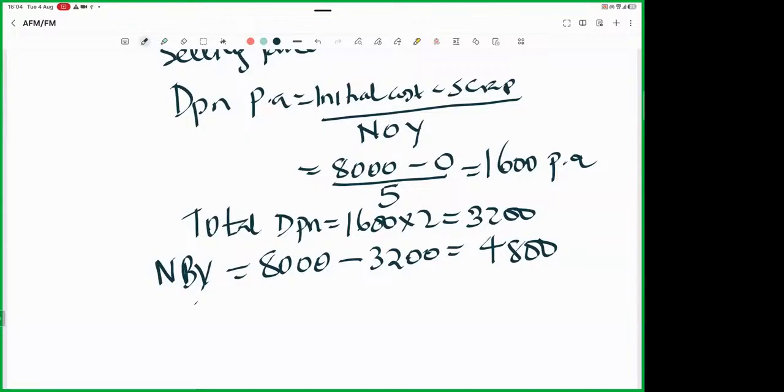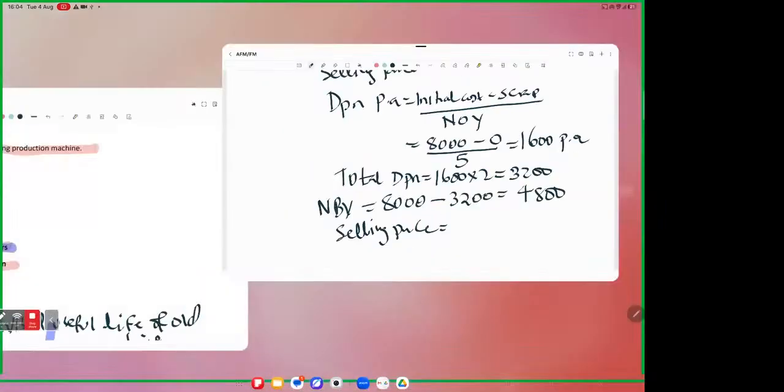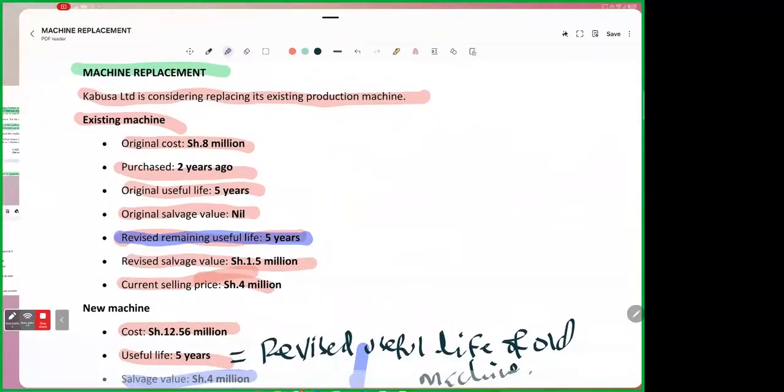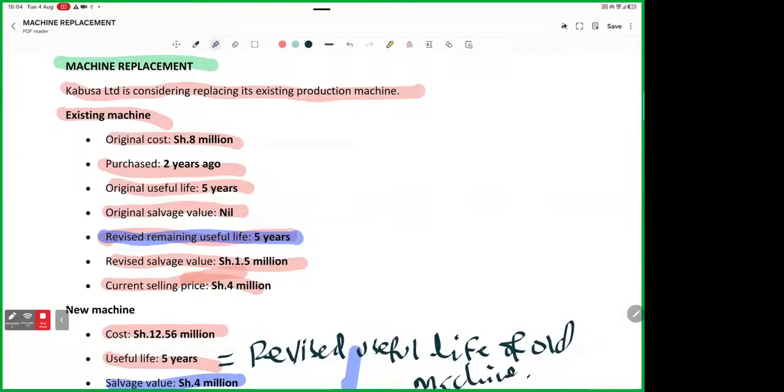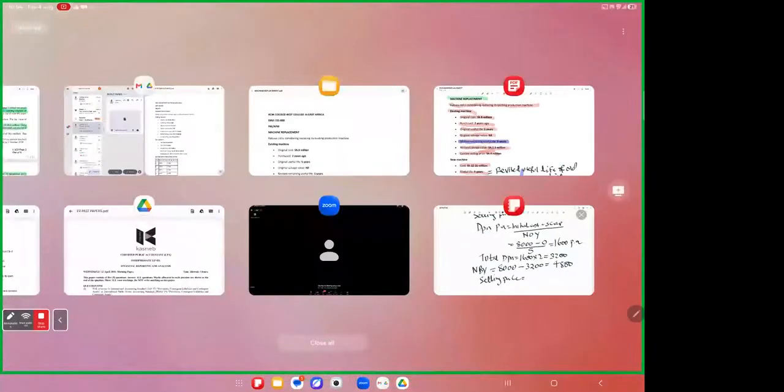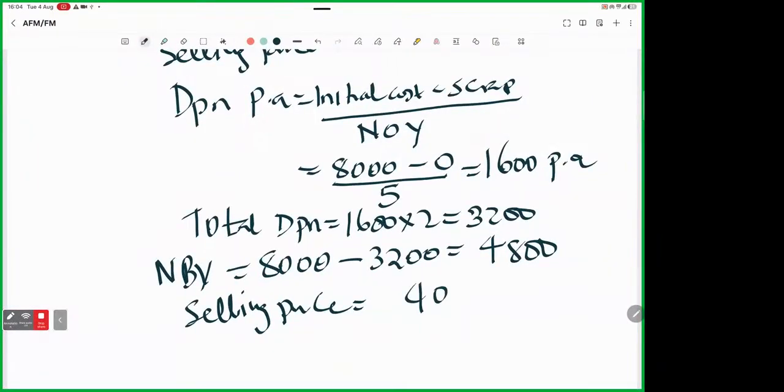And then we sell it for how much? Is there somebody who is able to see the selling price? We are told that this old thing, we shall sell it. You can see the current selling price is 4,000. We are cutting the 3 zeros. So it is 4,000. So are we going to make a profit or a loss? It's a loss on disposal.